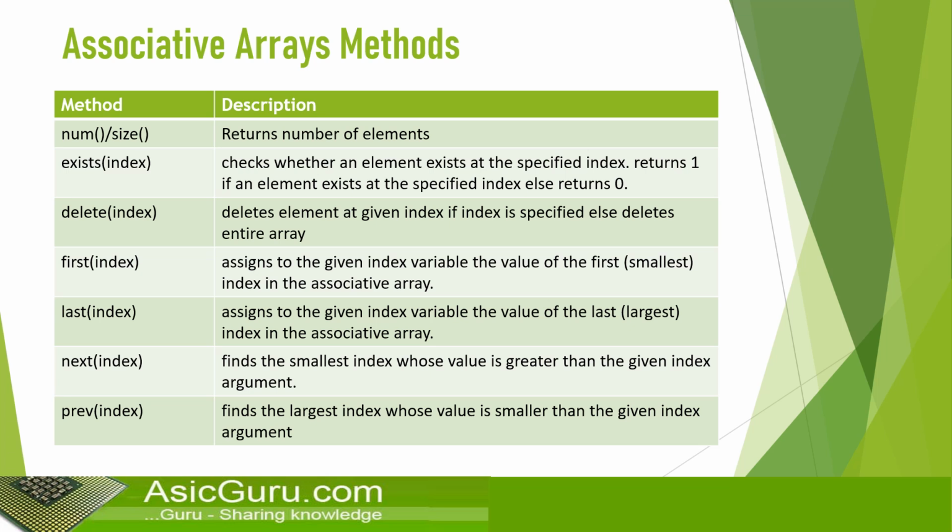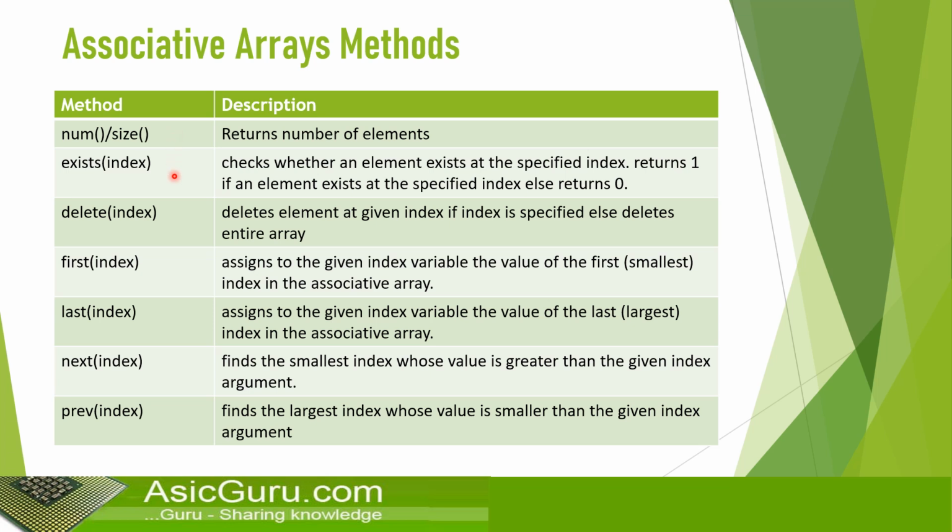So let's discuss the methods available for associative arrays in SystemVerilog. These methods are very helpful for managing sparse or non-sequential data. Starting with num or size, this method returns the number of elements currently present in the associative array.